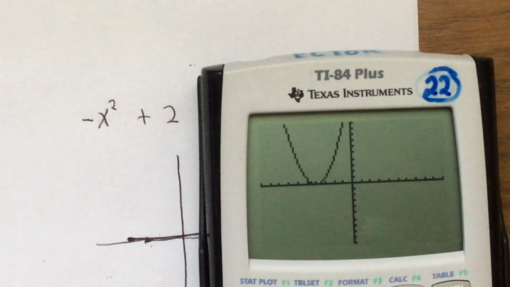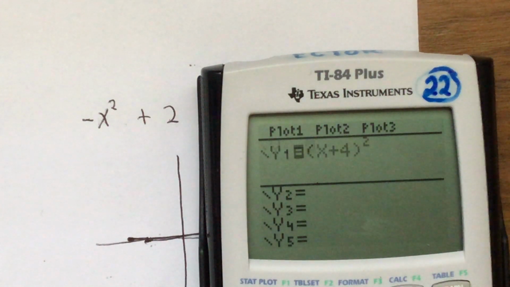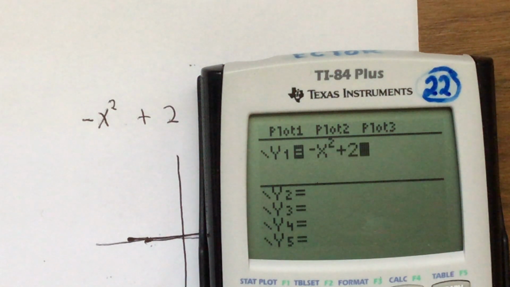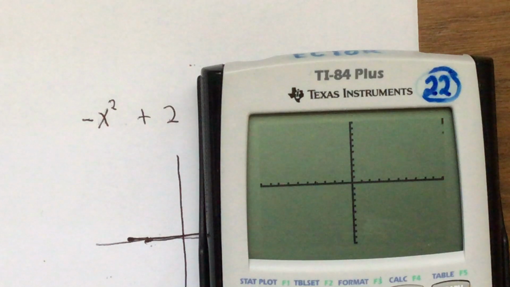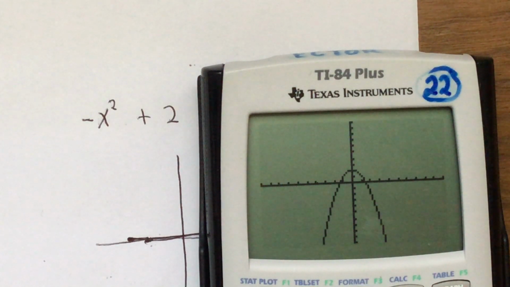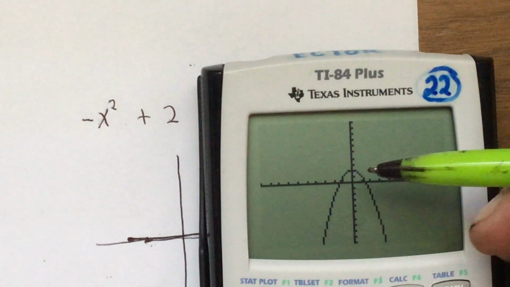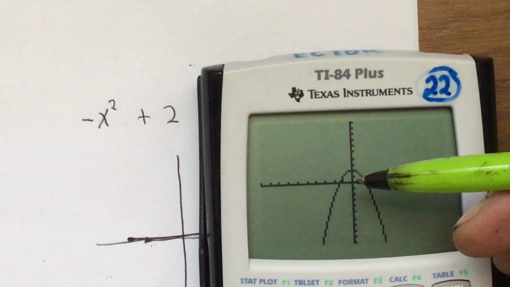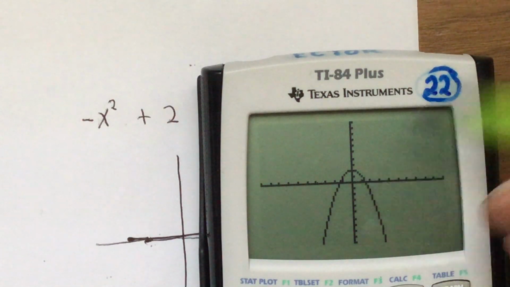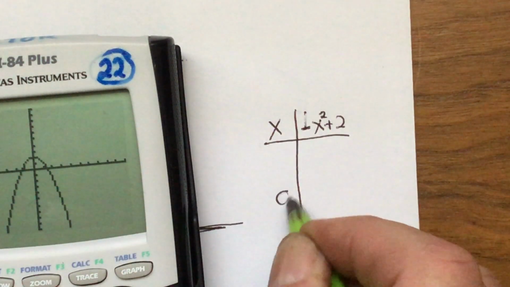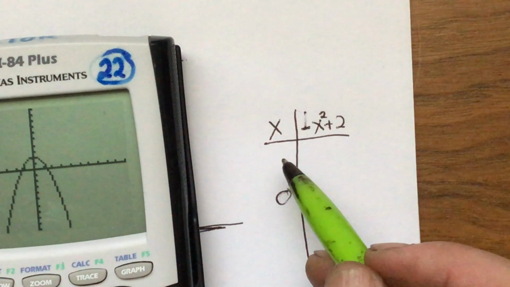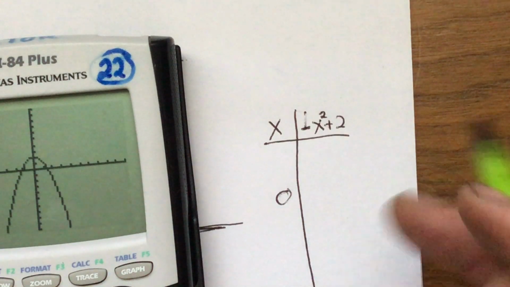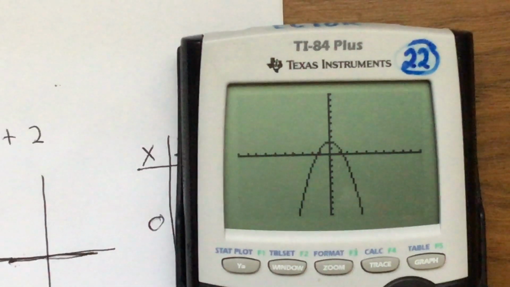All right, so we go to y equals, and we type in our function, -x² + 2. We push graph, and there we go. We have a parabola that opens downward. Looks like it's centered on the y-axis, so my middle x value is going to be 0. So I'm going to go ahead and write it in there. And now I'm going to look for a number that comes before it that gives me a whole number, a number that comes after it that gives me a whole number, and then I can graph this.